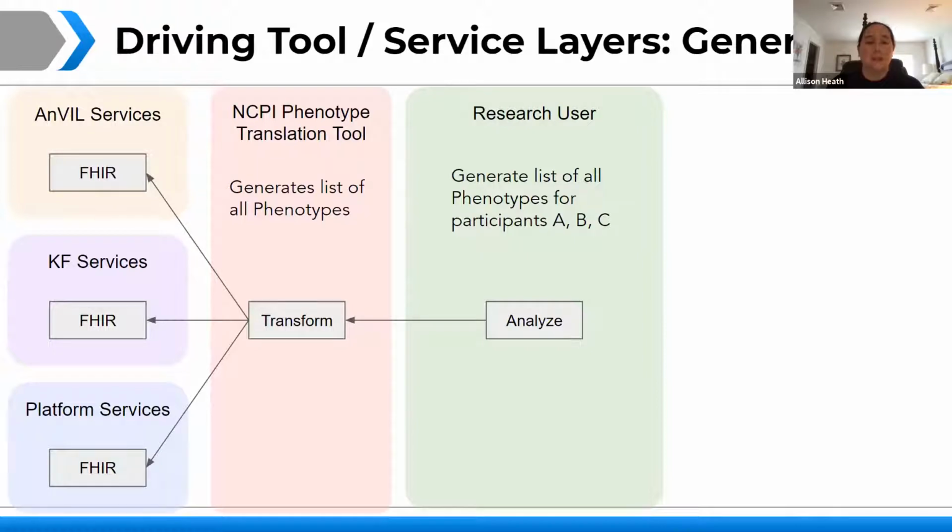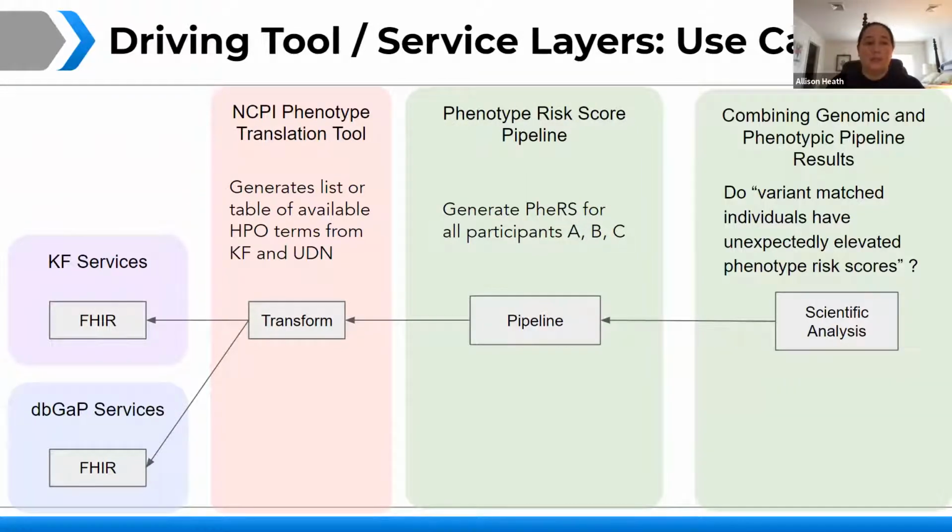So you go to the next slide. Here we're doing Kids First and dbGaP. This is the first two pairwise ones. Obviously, we would like to see this expand across the different ones, but just from a, let's get started standpoint. And then we need a translation tool that will take that data out of FHIR, find the HPO terms, and translate them into a list or table that can actually be fed into this phenotypic risk score pipeline. So we'll have to figure out what that is, how general, how specific do we want to make it specifically for this pipeline, what are the trade-offs there, going into the phenotype risk score pipeline, and then ultimately genomic and phenotypic pipeline results.